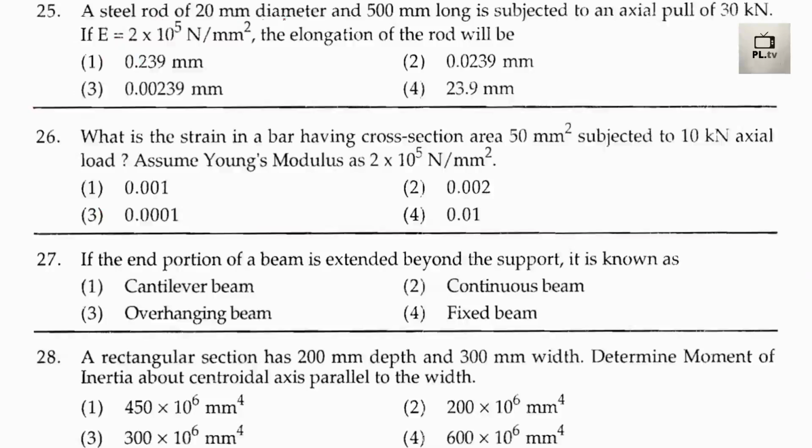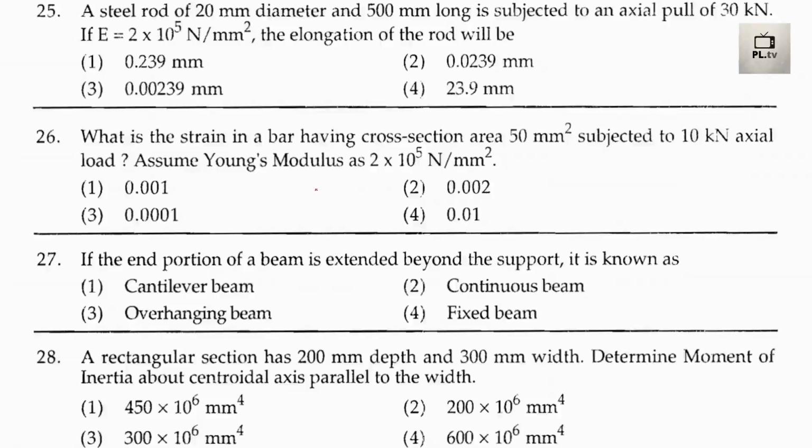A steel rod of 20 mm diameter and 500 mm long is subject to an axial pull of 30 kN. If E is 2 into 10 raised to 5 Newton per mm square, the elongation of the rod will be? I have solved this question, and I will put a screenshot onto the screen. First of all, D is 20 mm, convert it into meter. L is also in mm, convert it into meter.